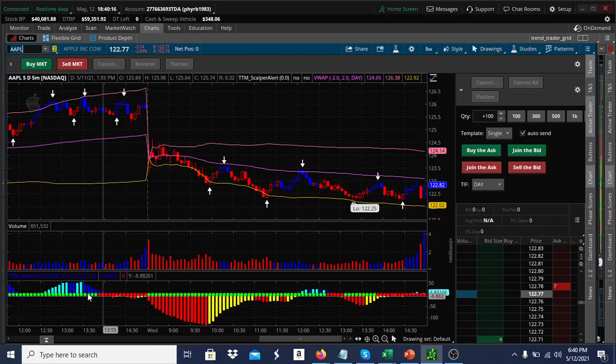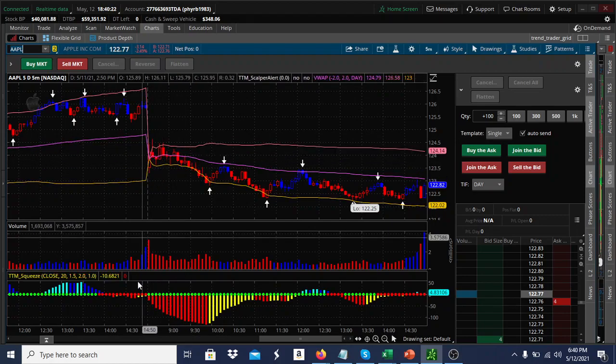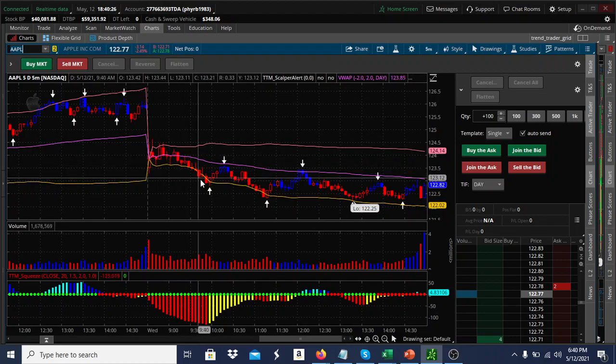So you have this below the line and it's going red. And you can see here that's exactly what the price did. So if you'd bought on these first few red bars here, then you would have had a nice ride down for a short, for example, or some puts.